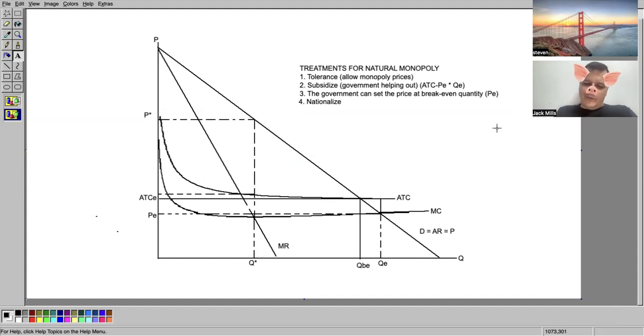I mean, really, point five would be have some sort of dynamic competition, but that's that.